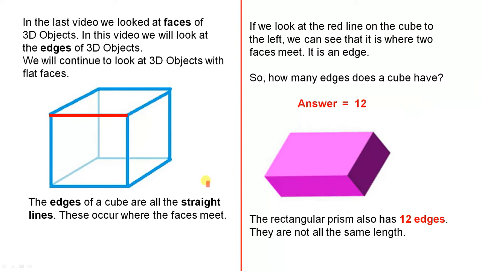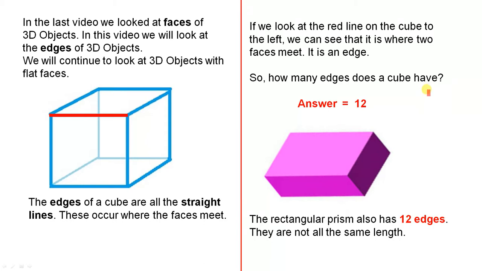The edges of a cube are all the straight lines. These occur where the faces meet. So you can see this top face here and this face here at the front. Where those two flat faces meet, we have this red line. If we look at the red line on the cube to the left, we can see that it is where two faces meet. It is an edge. So this is the edge here.